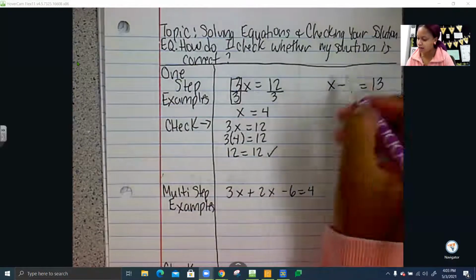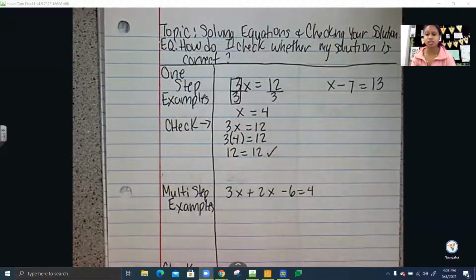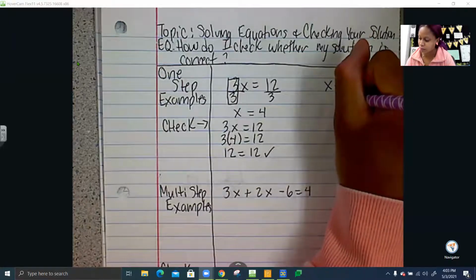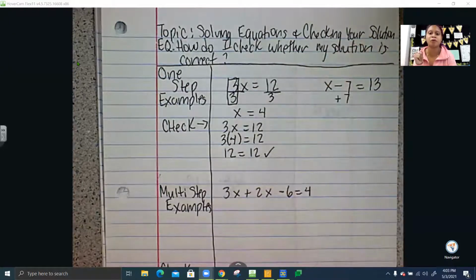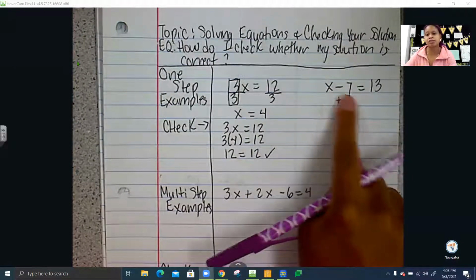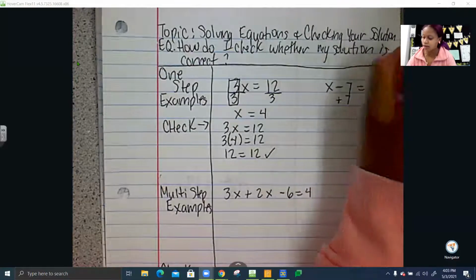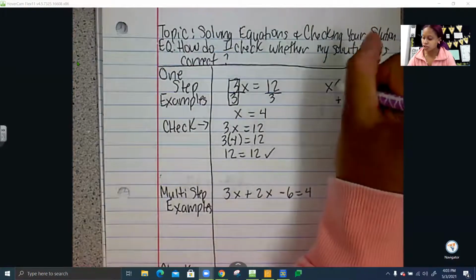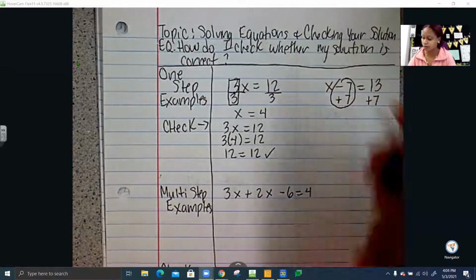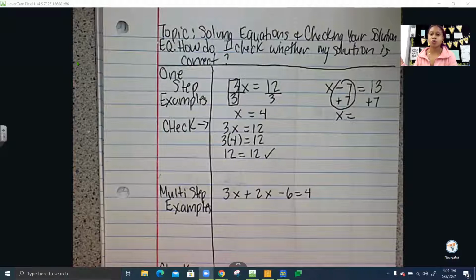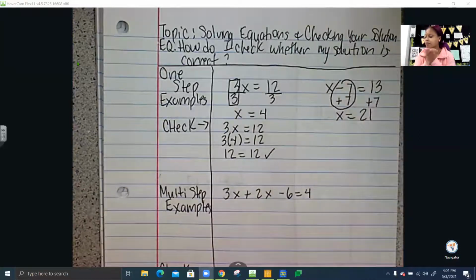So let's say we have x minus 7 equals 13. So I'm going to add 7 on both sides because remember, we always do the inverse operation. So instead of x minus 7, I'm going to do x plus 7. And then I'm going to add 7 on the other side. This makes a 0 pair. It's gone. So I'm left with x equals, and I'm going to say this is 21.